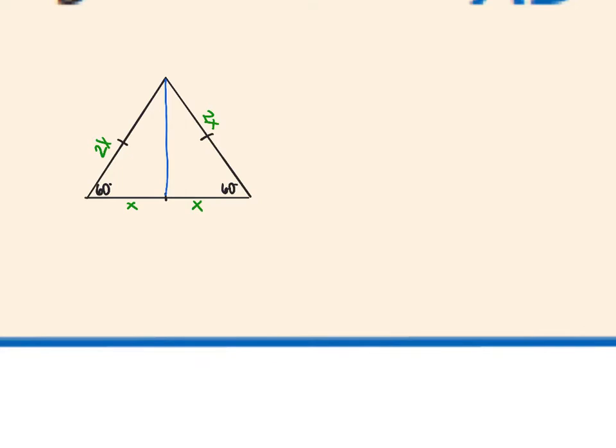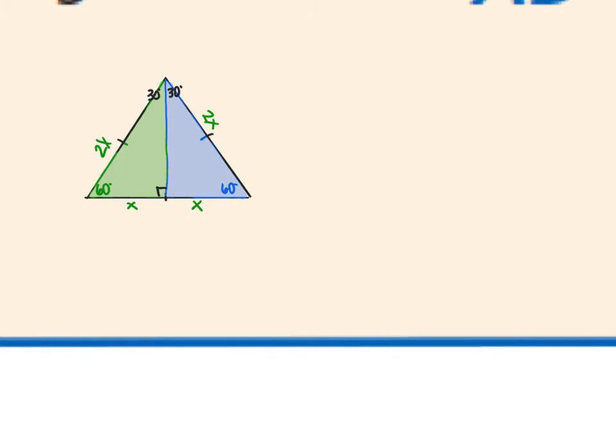I split it into two triangles. And when we consider that the top 60-degree angle was also split in half, we know that each one of these two smaller angles measures 30 degrees. So what we ended up having is a 30-degree, 60-degree, 90-degree right triangle.